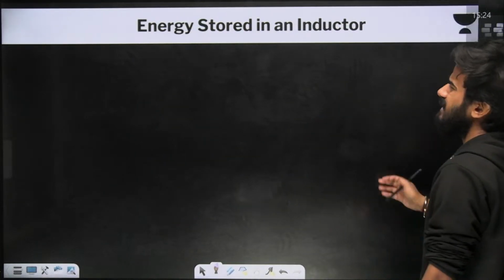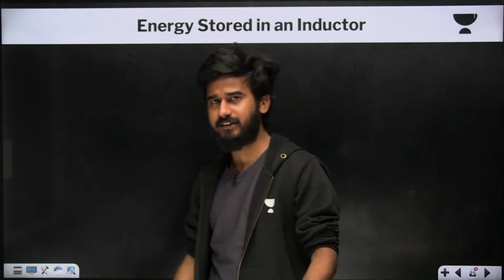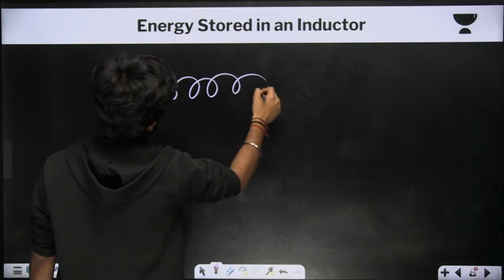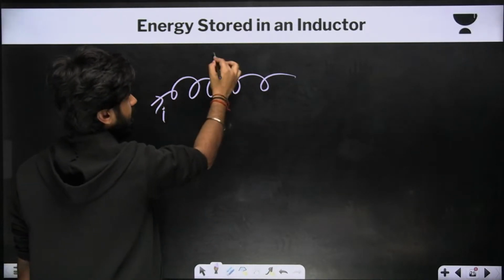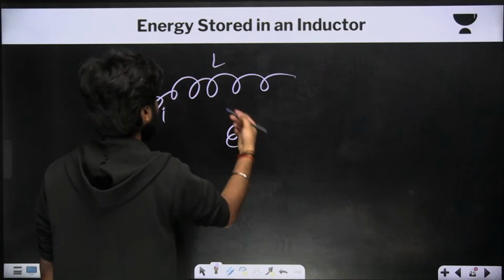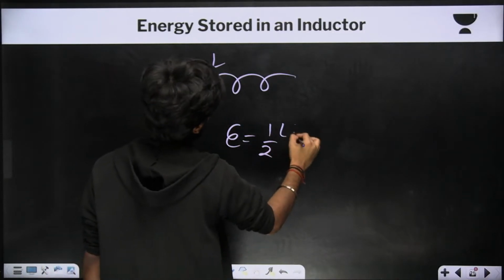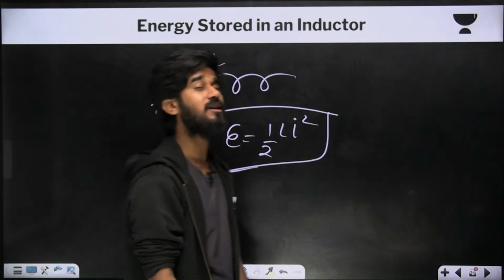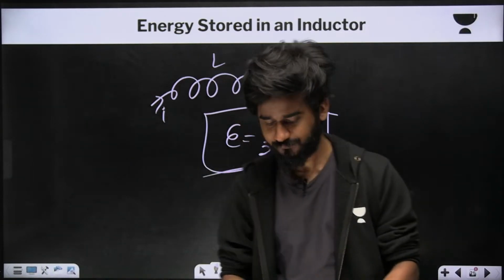Okay. So I'm just writing the formula of energy stored in the inductor. Just keep this in mind: if we have an inductor with inductance L and current I is flowing, then we can write the expression of energy as half L I square. This is the expression of energy stored in an inductor.